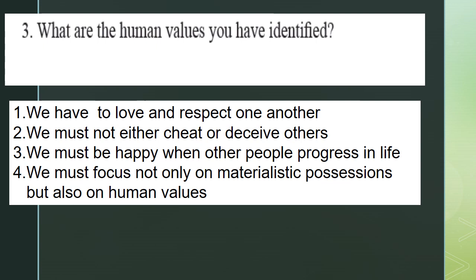What are the human values you have identified? We have to love and respect one another. We must not either cheat or deceive others. We must be happy when other people progress in life. We must focus not only on materialistic possessions, but also on human values. Write down these questions and answers also in your exercise book.